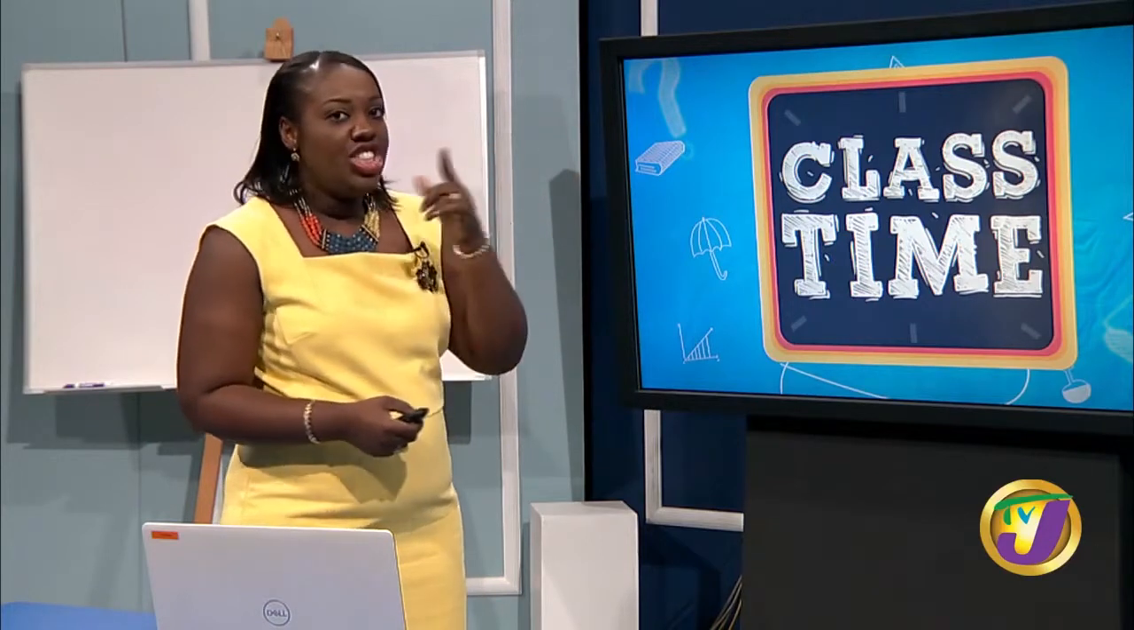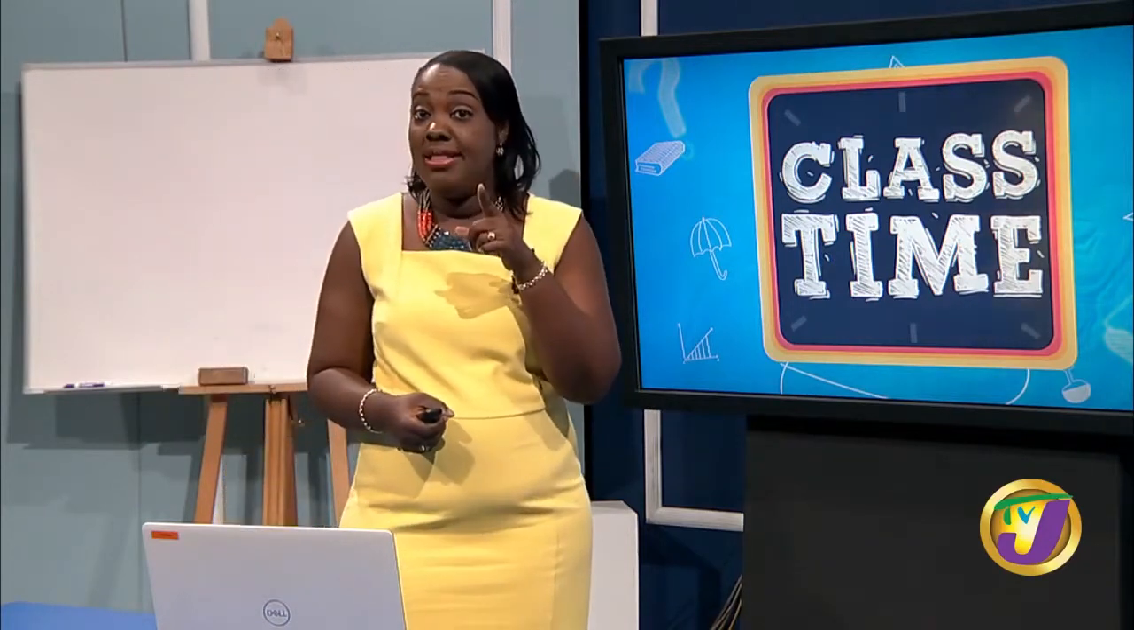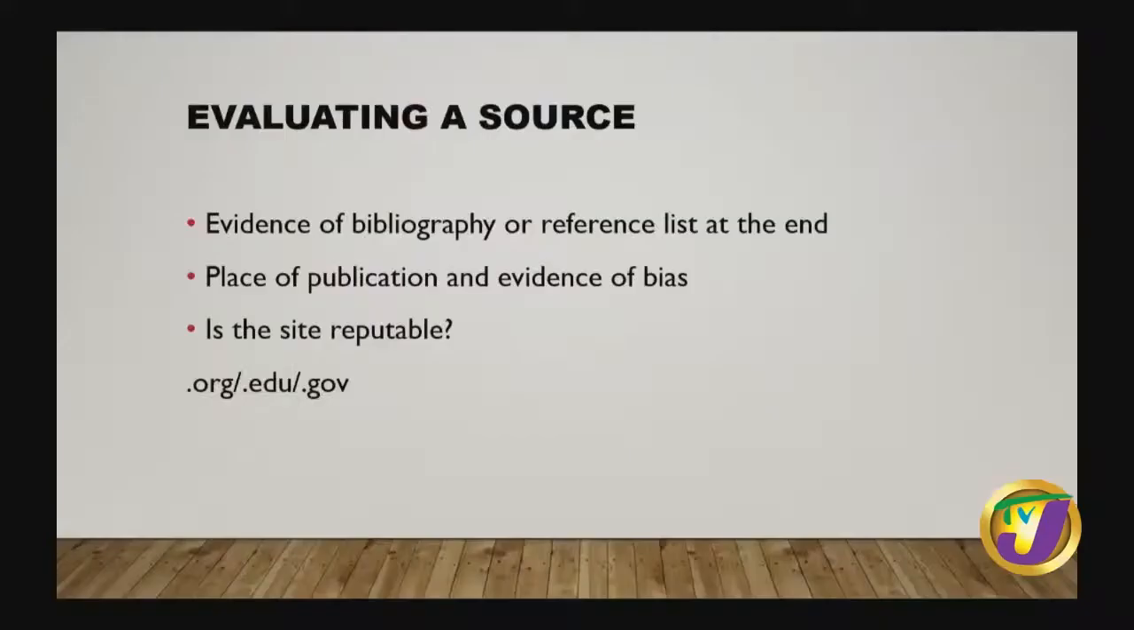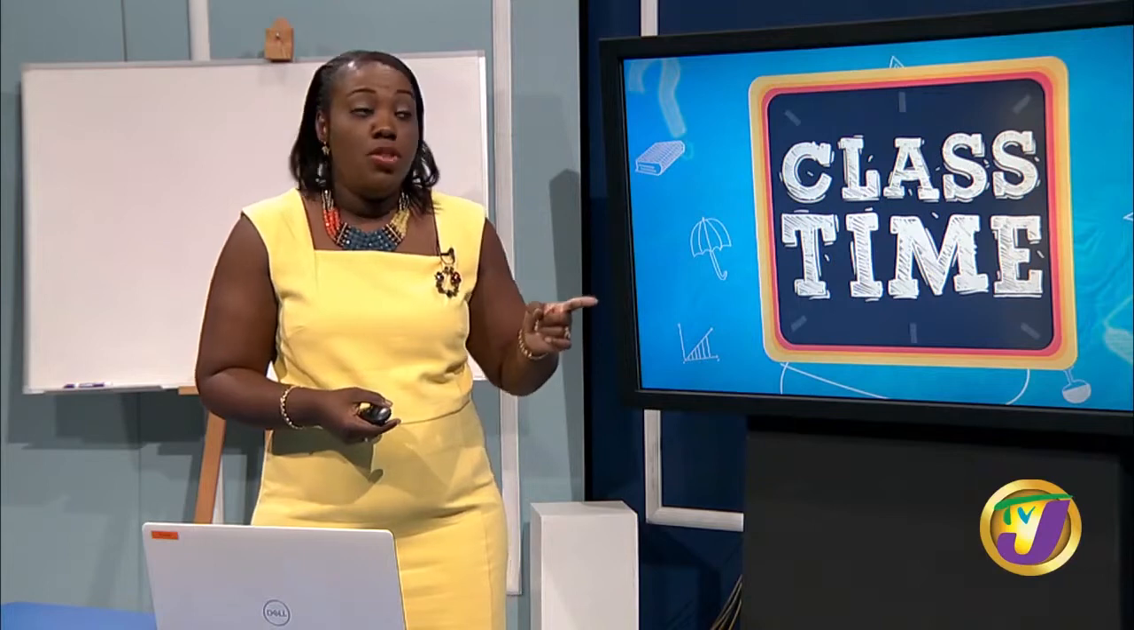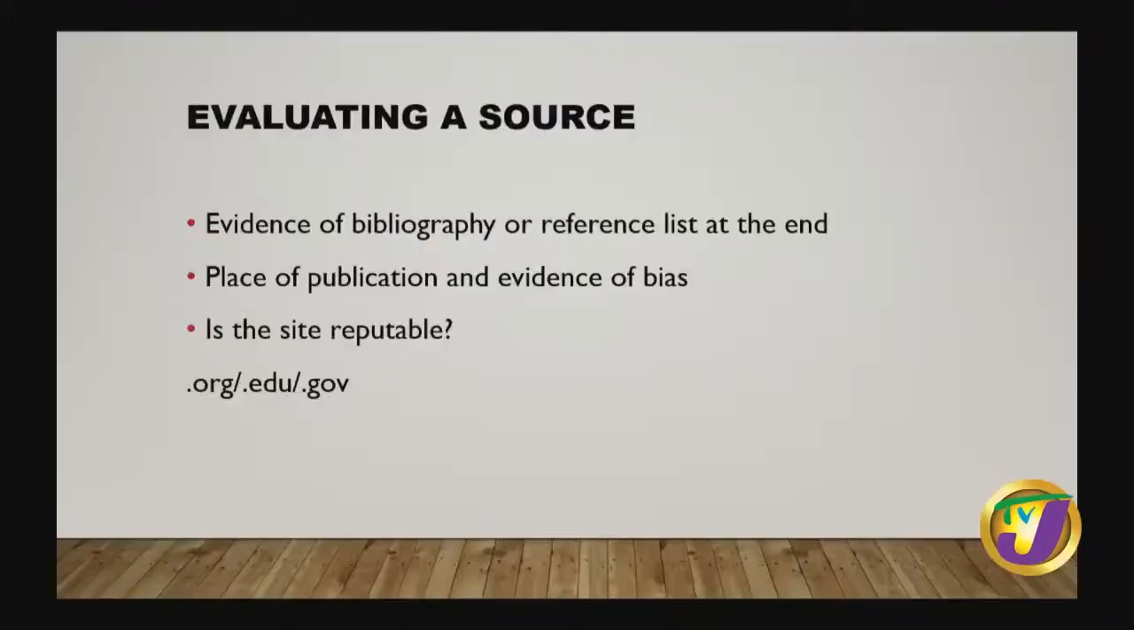evaluating a source. Check to see if there's a bibliography or a reference. That's key. We know about the word plagiarism. We want to know where they got the information from. Have they included other persons? And if you have included works from other persons, then you should be able to acknowledge them in a bibliography and or a reference. Check for the place of publication, evidence of bias, and the sites. I started with that. I'm going to remind you, go for these trusted sites. All right.